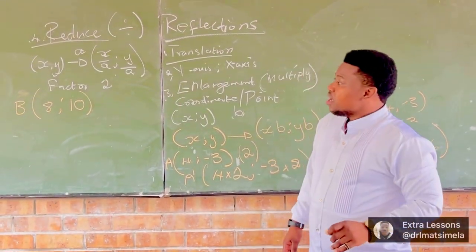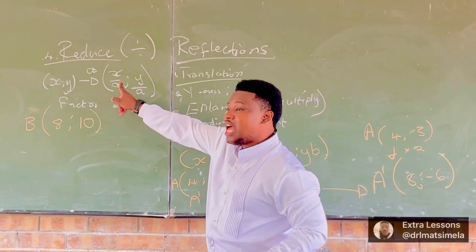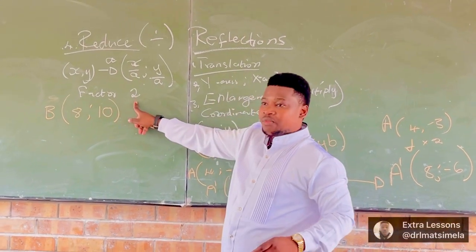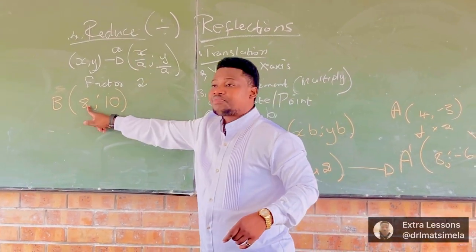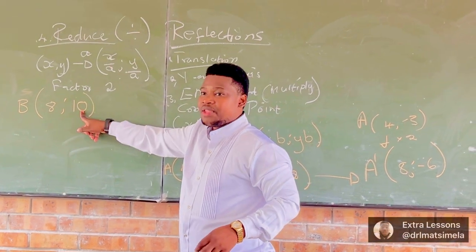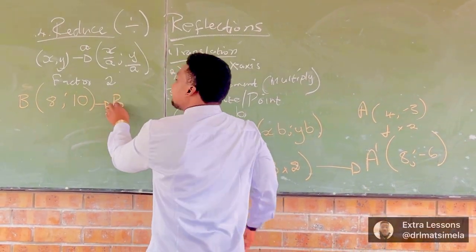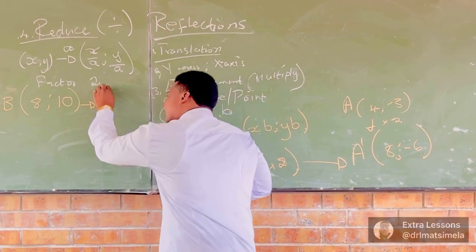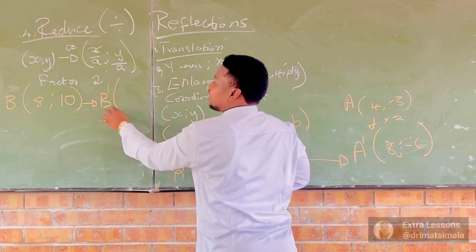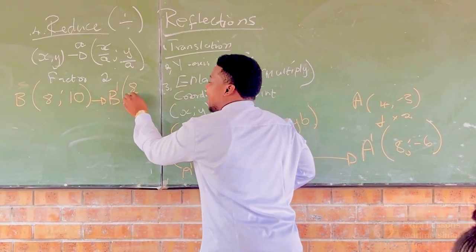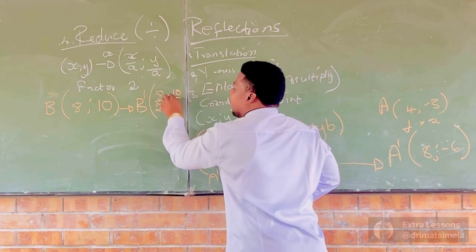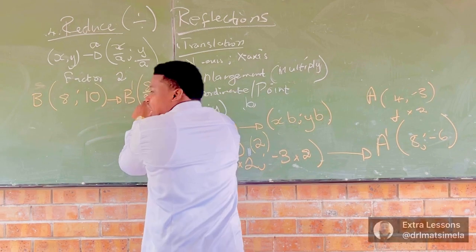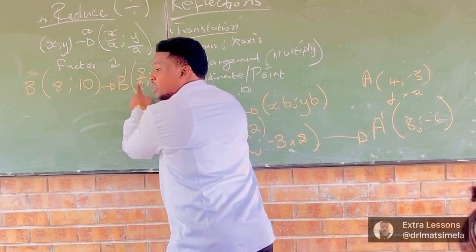Then let us use the formula for reducing by factor R. Where is R, we put 2. Where is x, we put 8. Where is y, we put 10. Now, will we have the same value as B? No. We will have it as B1. Then we will say 8 divided by 2, and 10 divided by 2.